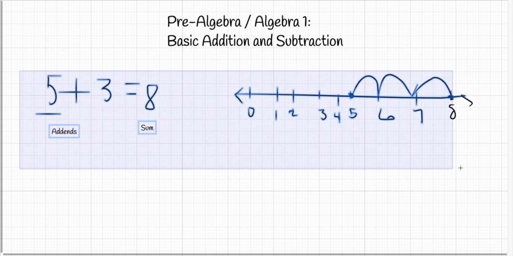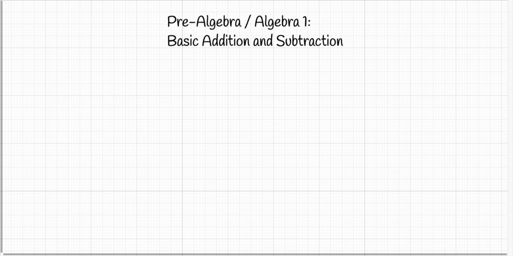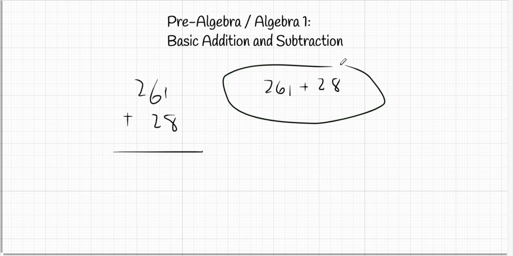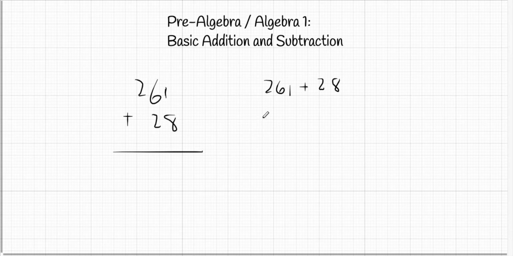How do you do a two or even multi-digit addition problem? Well, let's say we have something like 261 plus 28. How do we solve this? So you can write it vertically, which is preferred, or you can write it horizontally, like we saw with the one-digit problem. It's a bit harder to solve it horizontally, so even if you see a problem that's horizontal, it's best to turn it into a vertical problem. You just put the second number underneath the first, and then you put a plus sign next to the second number.